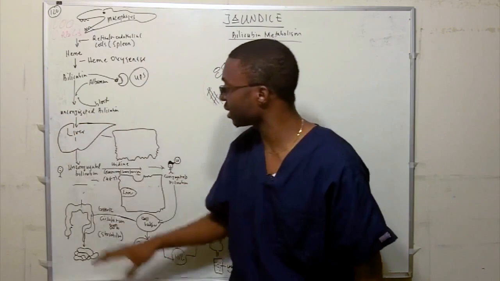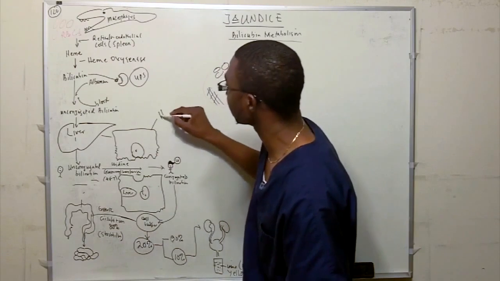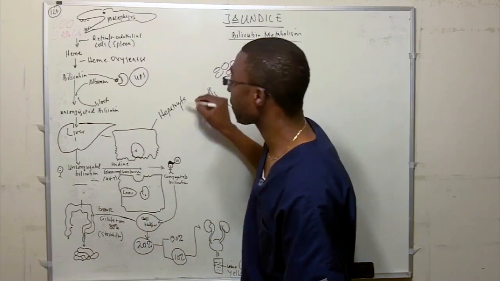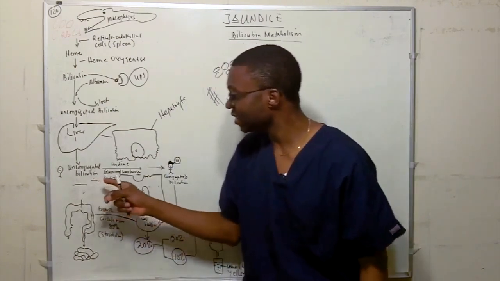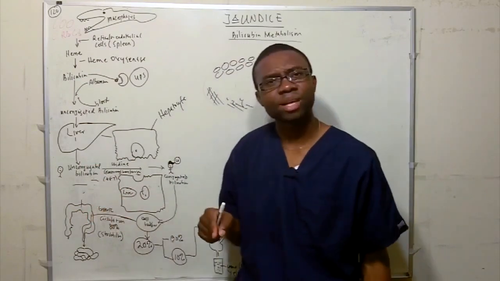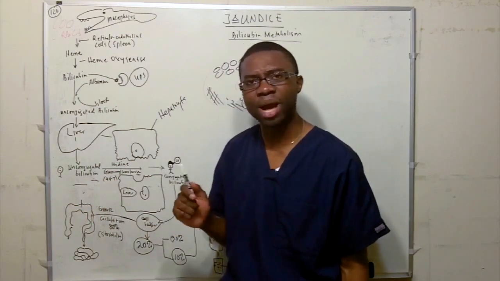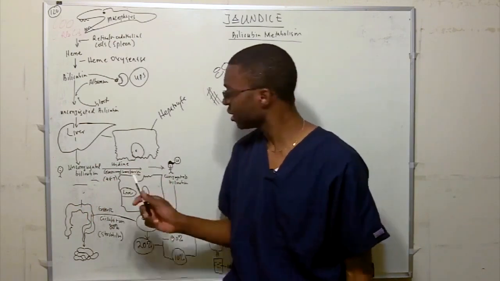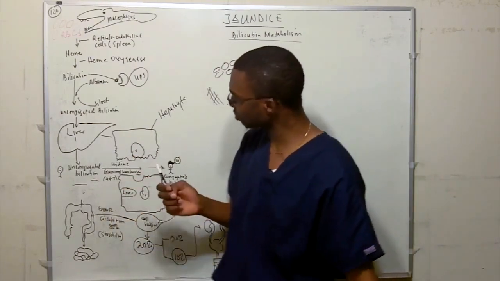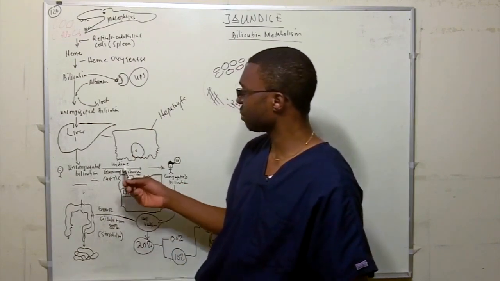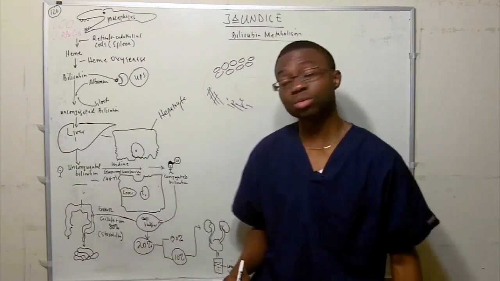Now, unconjugated, I want you to focus on the cell. This is a hepatocyte. The hepatocytes are the cells inside the liver. What they do is they conjugate the bilirubin. And what do they do? They're going to add uridine. It's one of those funky amino acids, right? They're going to use an enzyme called uridine glucuronosyltransferase, UGT. What does that stand for? That means it's transferring uridine onto an unconjugated bilirubin.